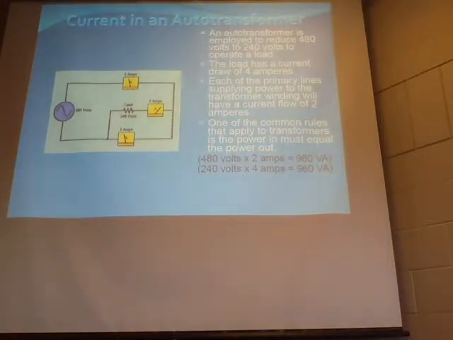An auto transformer is employed to reduce 480 volts to 240 volts to operate a load. The load has a current of 4 amps. Each of the primary lines supplying power to the transformer will have a current flow of 2 amps. One of the common rules to apply to transformers is power in must equal power out.